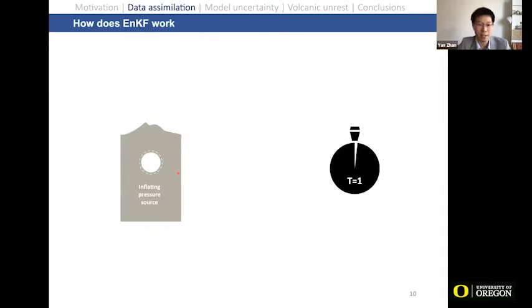So here is a simple volcano model. With an inflating pressure source, the surface can create a deformation, which has been detected by the satellite. So we want to know what this pressure source looks like.